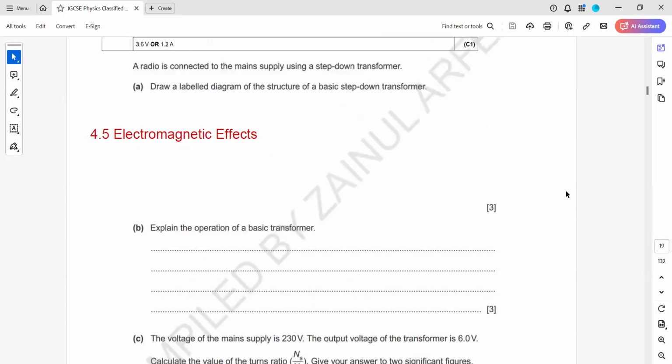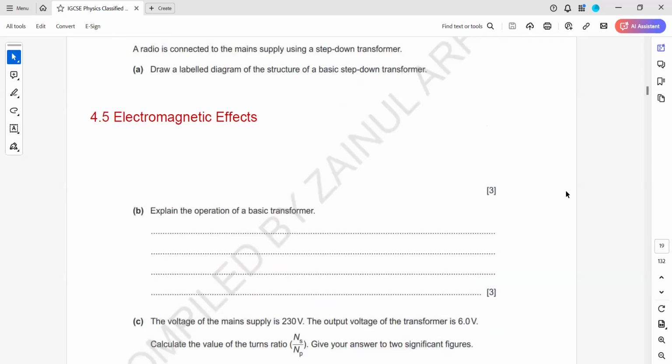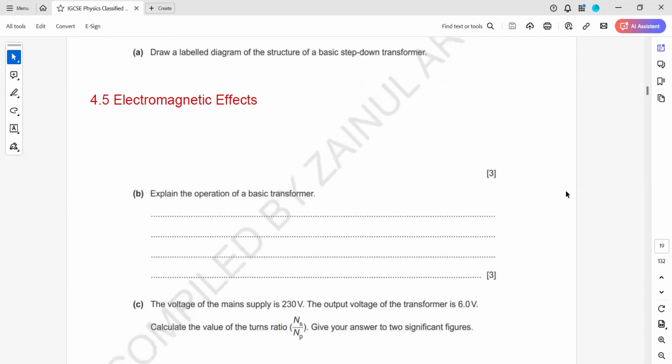Question is related to electromagnetic effects. Draw a labeled diagram for the structure of a basic step down transformer. So we need a step down transformer. So this will be the iron core, and there will be turns for the primary.